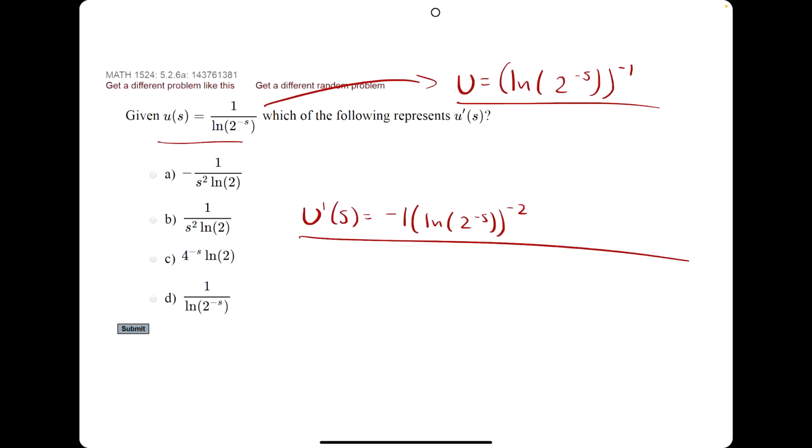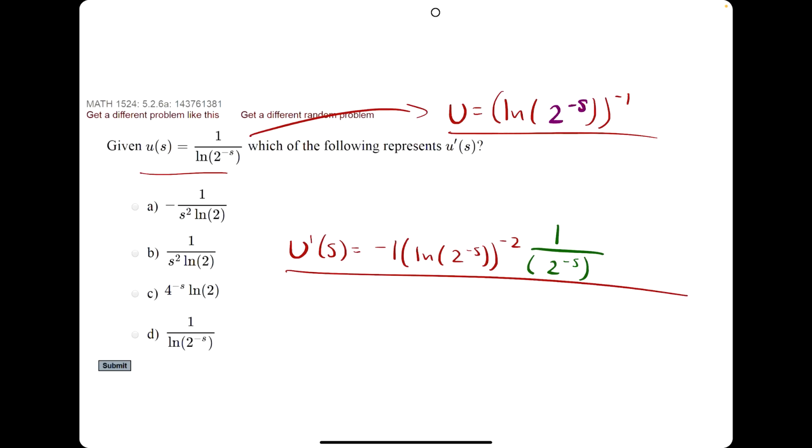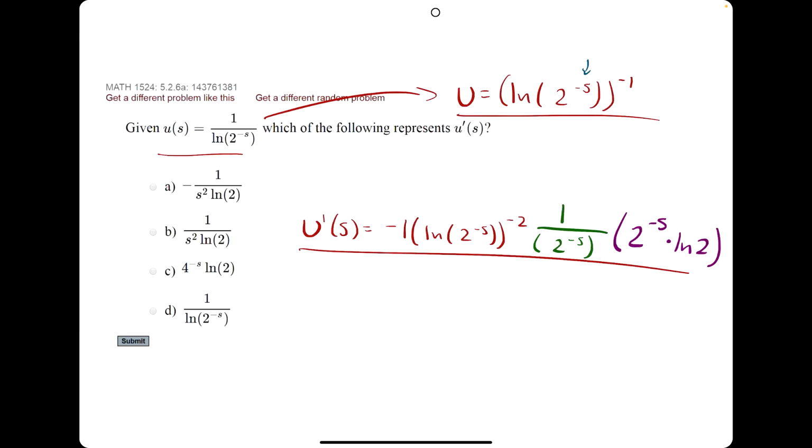Then we work our way to the next inside layer, and that is ln of 2 to the negative s. So the derivative of ln of something is 1 over that something. The next layer is 2 to the negative s. That's an exponential function, so its derivative is 2 to the negative s times ln of 2. And then there's one final layer, and the final layer is really just that negative s.